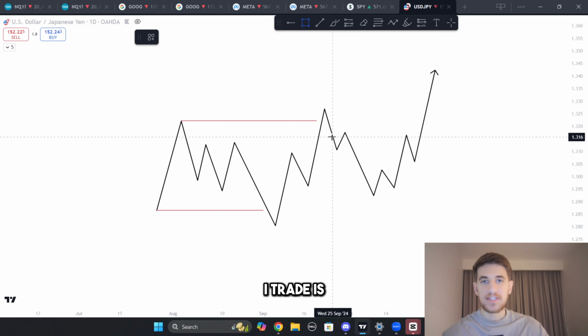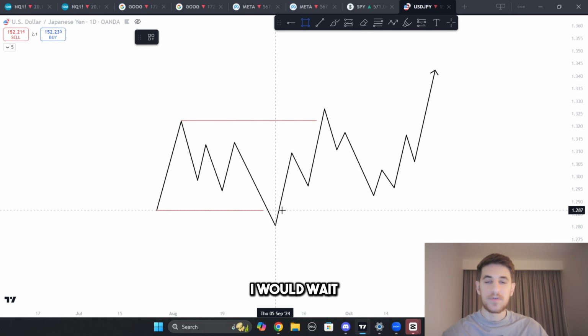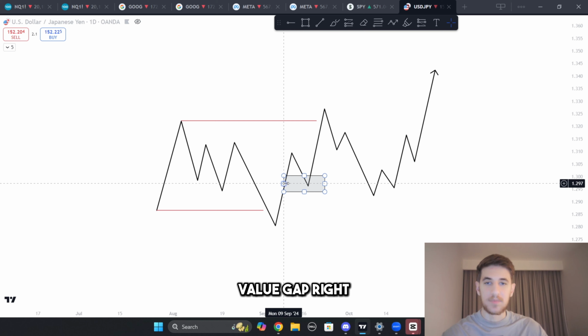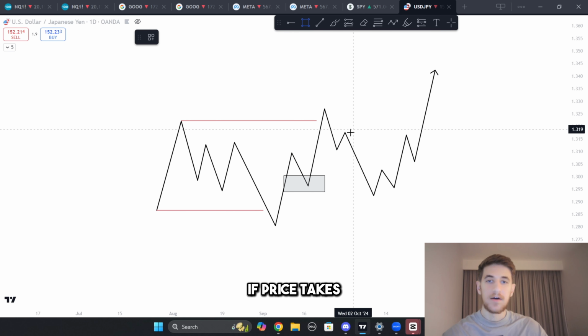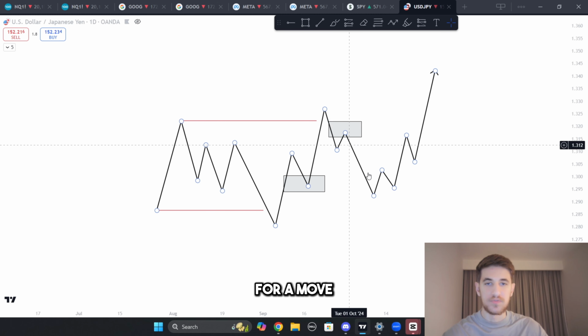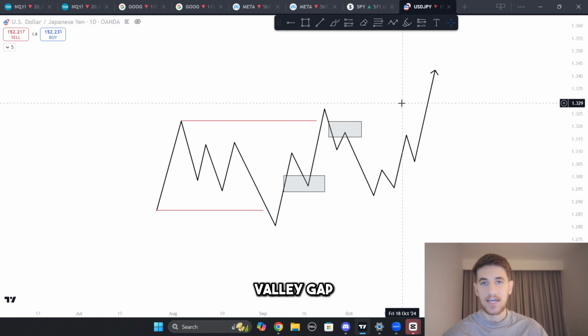The way I trade is I combine my liquidity sweeps with things like fair value gaps or lower time frame entry models to find the best possible entries. In this case, I would wait for price to take out liquidity at this low and then look for a fair value gap entry. For example, if price had a fair value gap right here, this is where I would look to enter. And also over here, if price takes out the high, then I wait for a fair value gap to form and then I take an entry for a move down. So basically the liquidity sweep gives us the market direction and the fair value gap or anything like that will provide the actual entry itself.